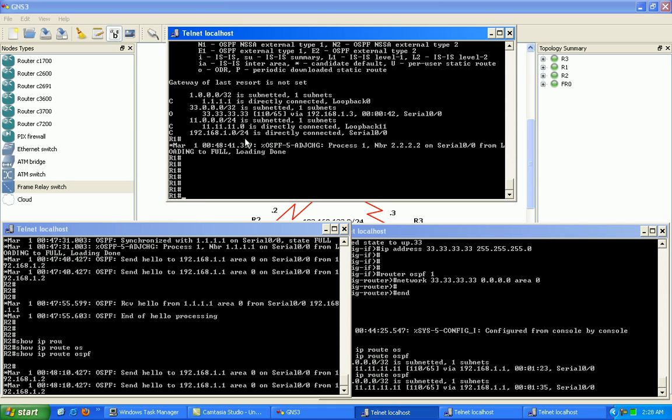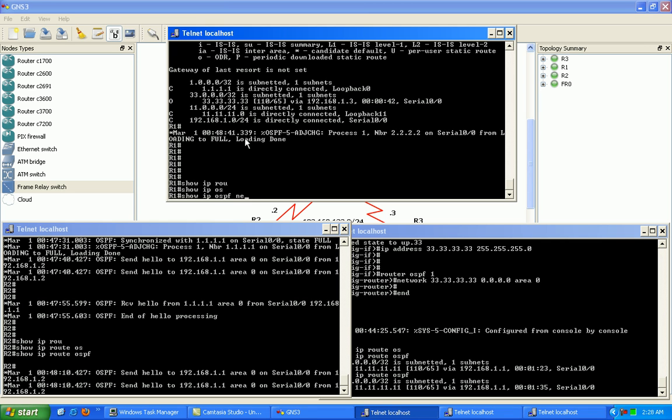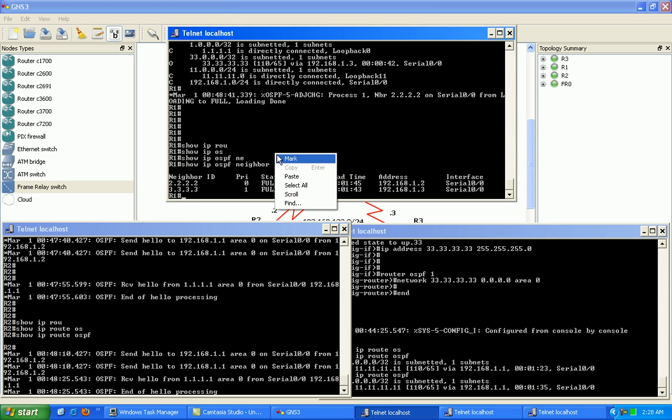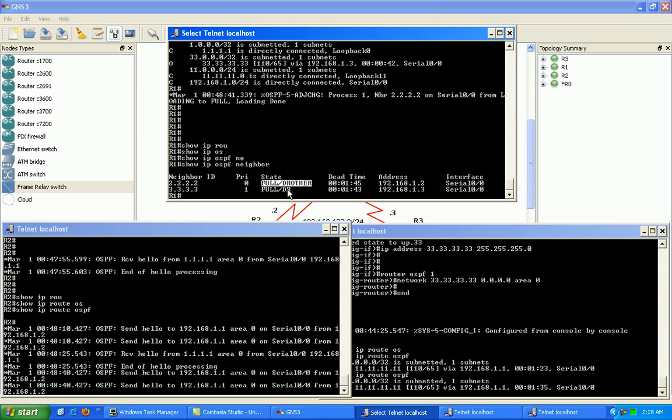And that is because on router 1, if we do a show IP OSPF neighbor, from router 1's perspective, it's seeing router 2 as a DROTHER, which means it's not a designated router or the backup designated router. And it sees router 3 as the designated router.